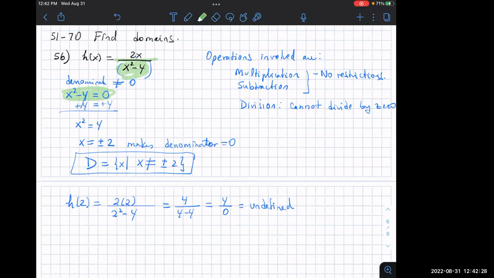What is the symbol after 2 in the answer? It was supposed to be a curly bracket to close the set. Yes, thank you. So this is the notation for sets.